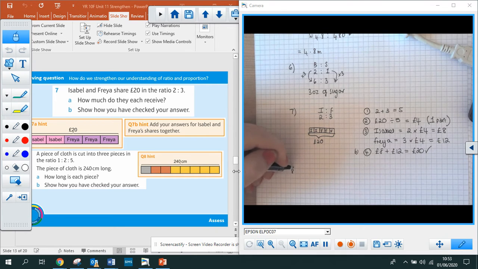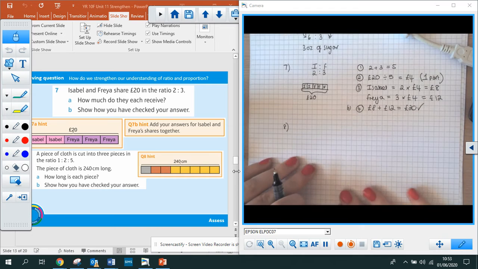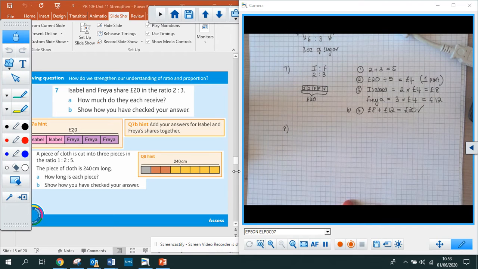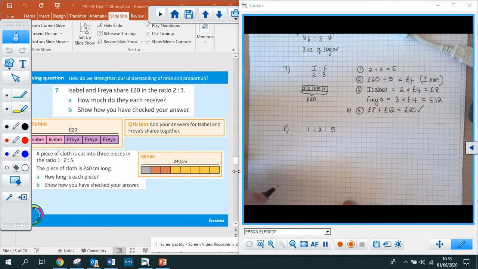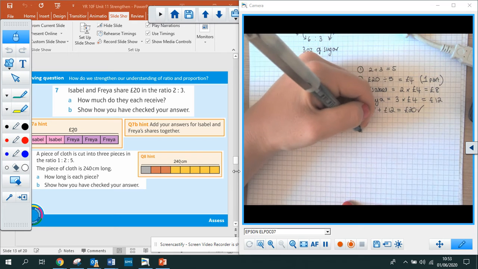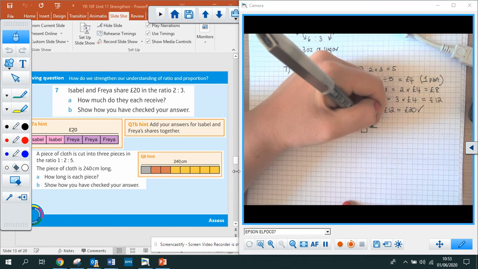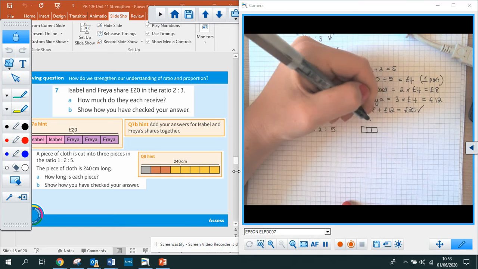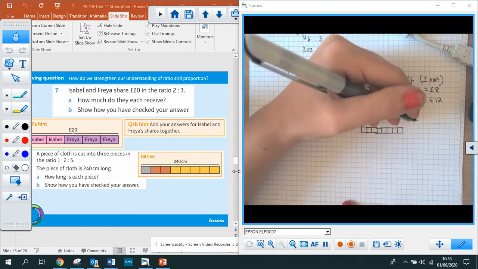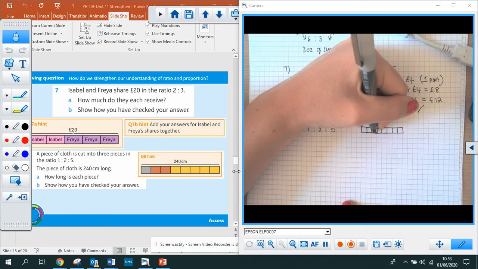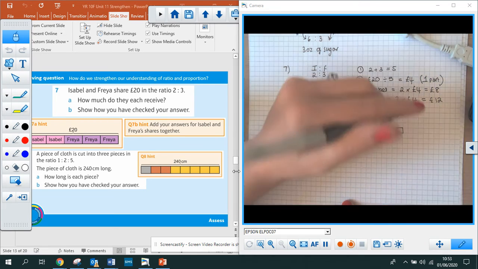Question 8. So a piece of cloth is cut into 3 pieces in the ratio 1 to 2 to 5. So 1 to 2 to 5. And in your hint, they've given you that as a model. So they've got 1 part, it's going to be hard for me to show because I don't have any colours, to 2 parts, to 5 parts. Okay, so that's the total number of parts. It's not very good there, the way I've represented it, but please look at the way on the screen.